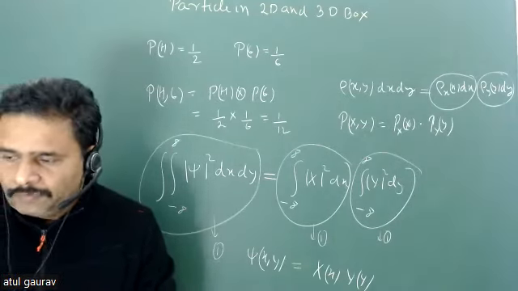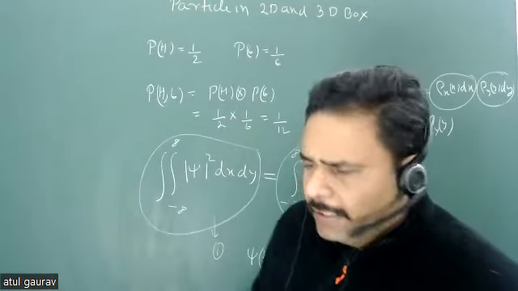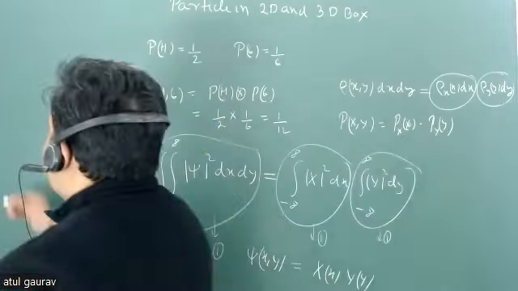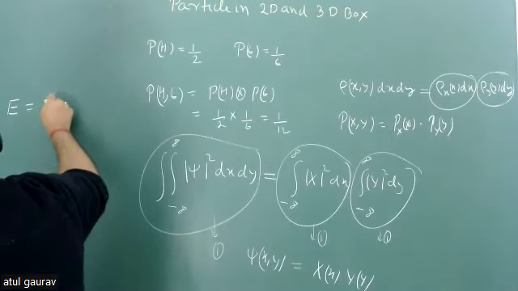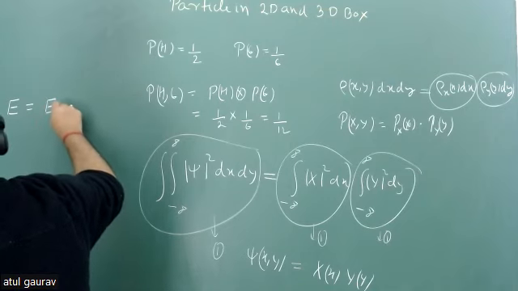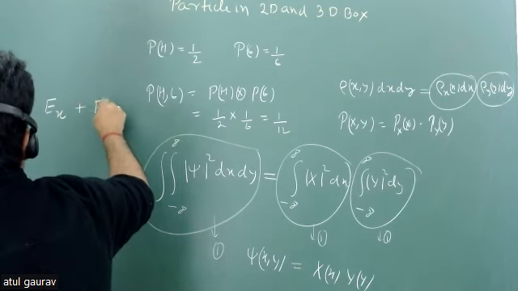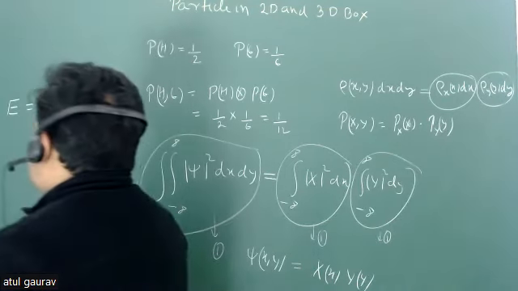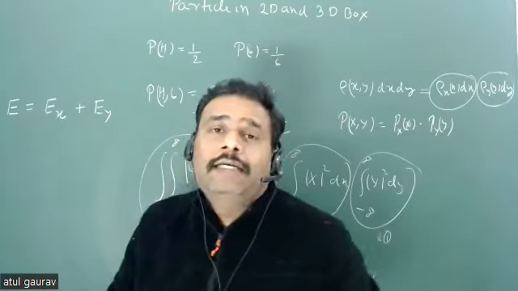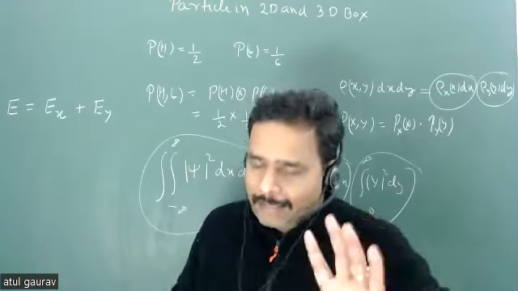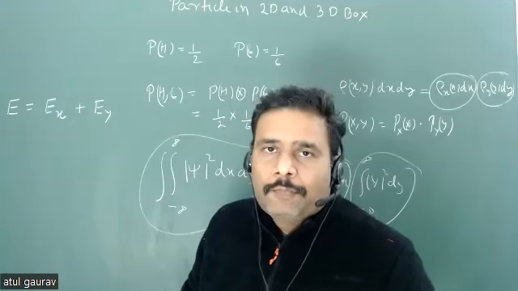Yes, sir. Okay. And what will happen to the energy eigenvalue? We know that the energy eigenvalue is a scalar quantity. So the total energy is equal to the energy associated with the x degree of freedom plus the energy associated with the y degree of freedom. We cannot say energy in the x direction or energy in the y direction, because energy is a scalar quantity. So direction is not an appropriate word.